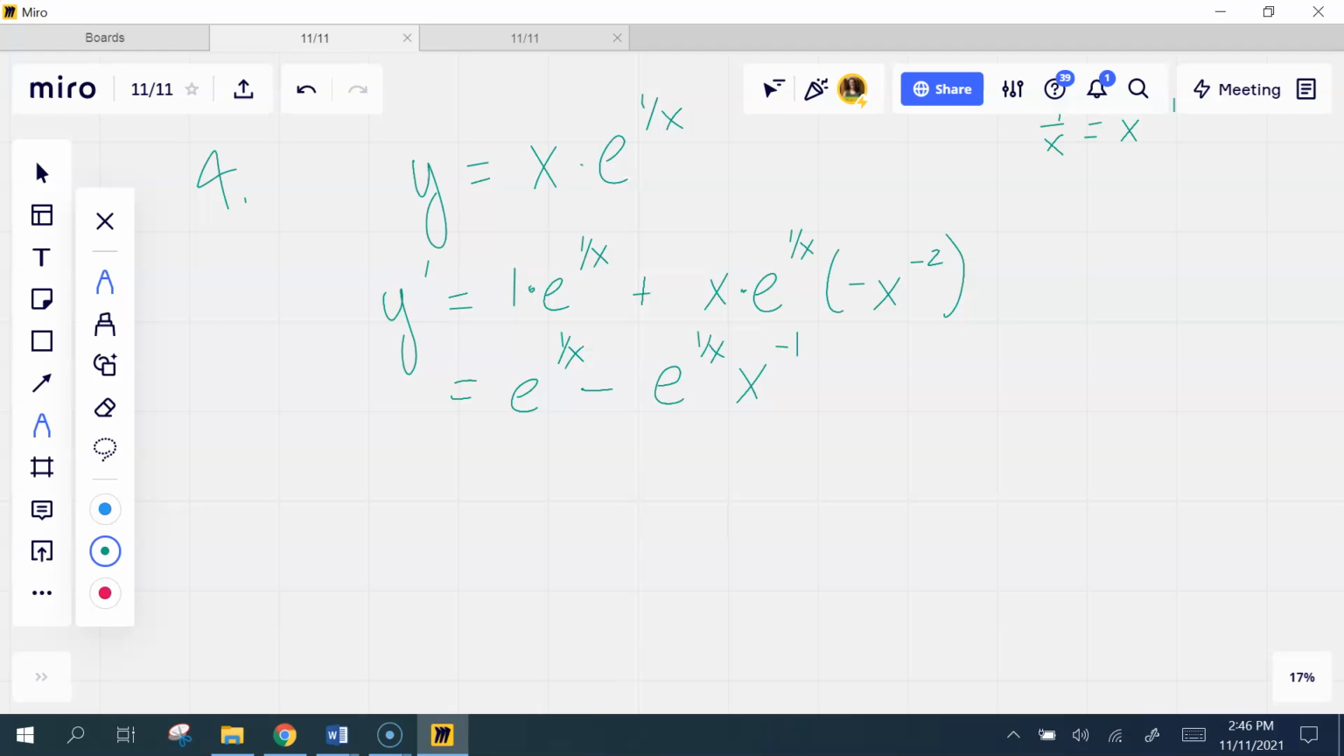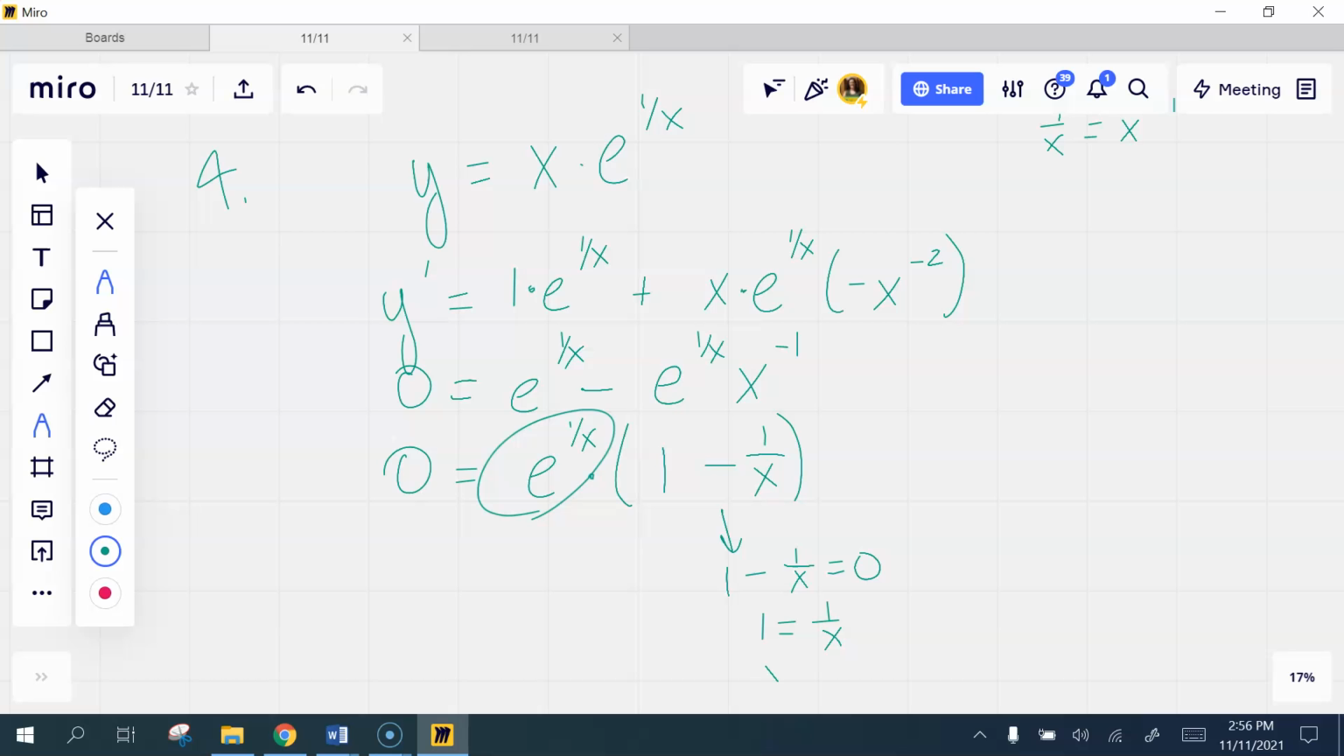So what I'm going to do is take out an e to the 1 over x, because remember, I want to know where this equals 0. So when I take this out, I end up with 1 minus, and I make this 1 over x instead of x to the negative 1, just for the sake of simplicity as I solve this. All right, so zero product property tells me that one of these two has to equal 0. And this is never going to equal 0. There's nothing I can plug into x in order to make that become 0. So I'm only going to look at this piece, 1 minus 1 over x equals 0. And so as I solve this, I get 1 equals 1 over x, which of course means x equals 1.